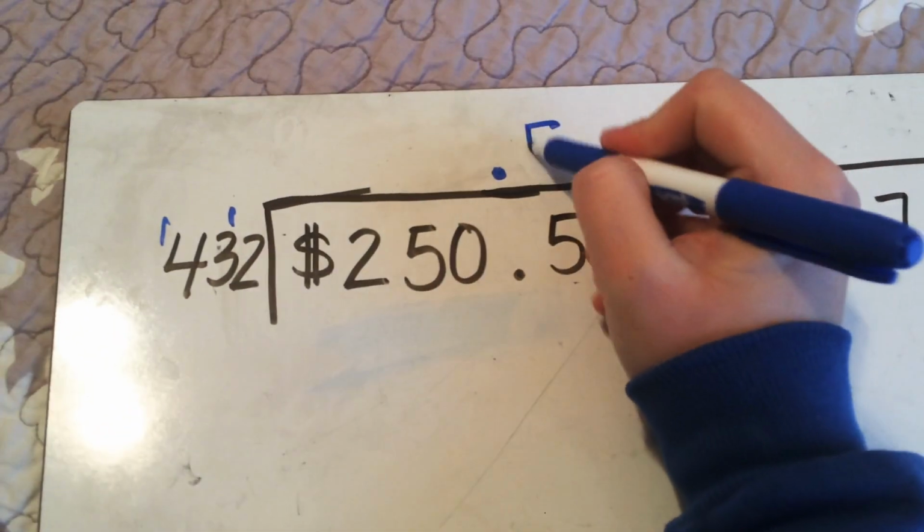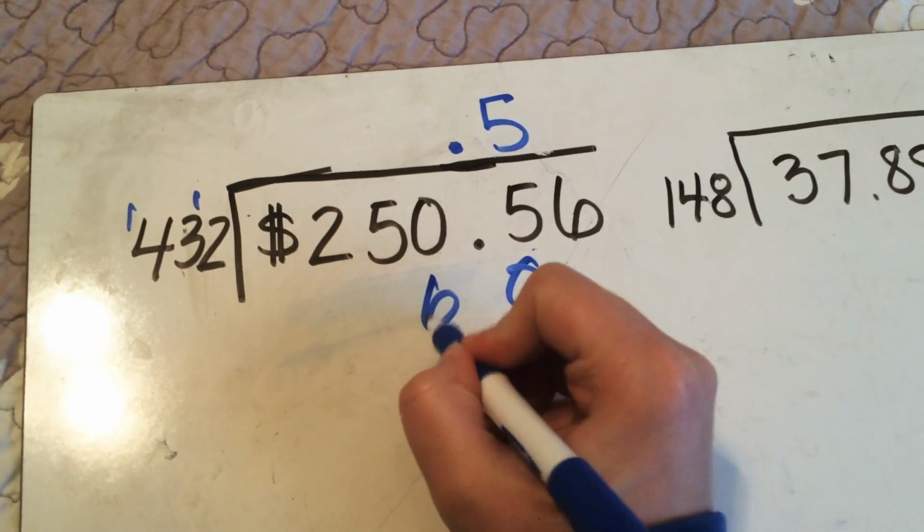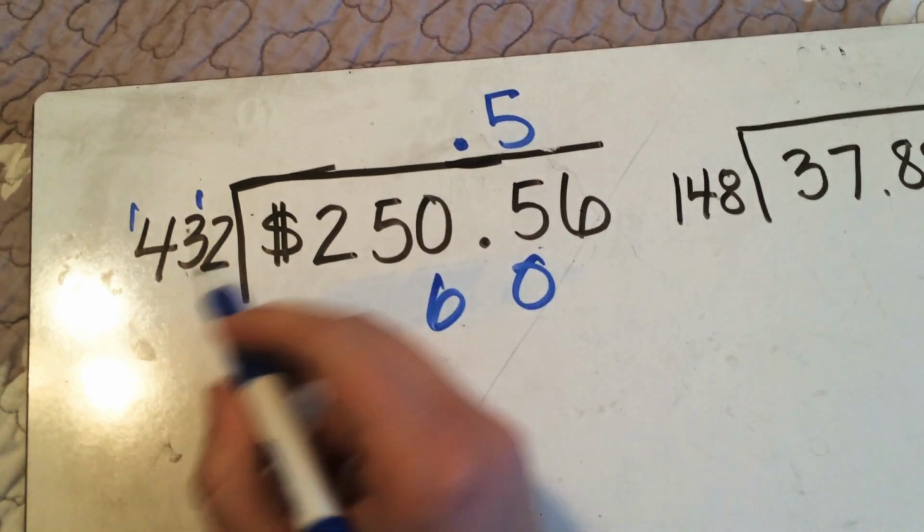Okay, so 6 is too big. We're going to 5 times 2 is 10. My 1 is already carried. 15, 16, 1. 5 times 4 is 21.